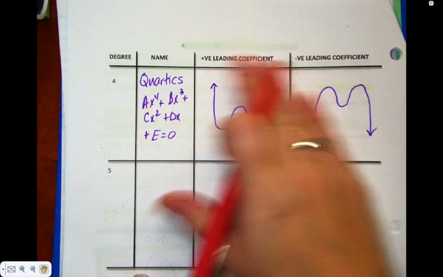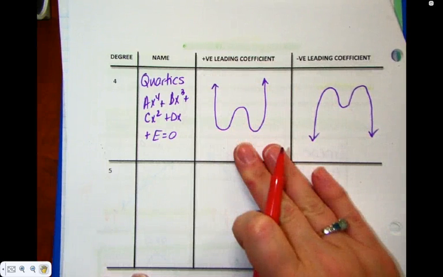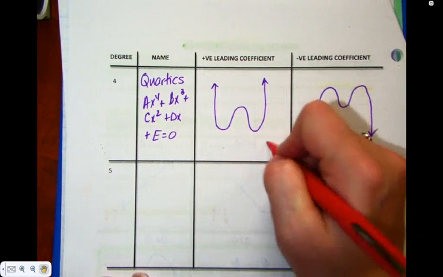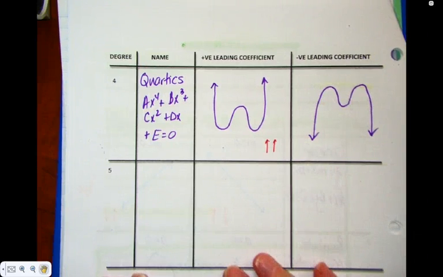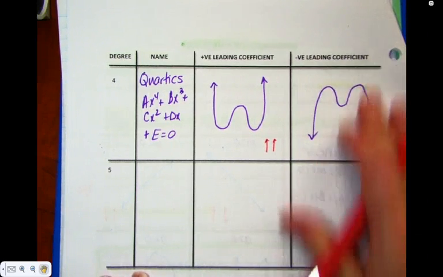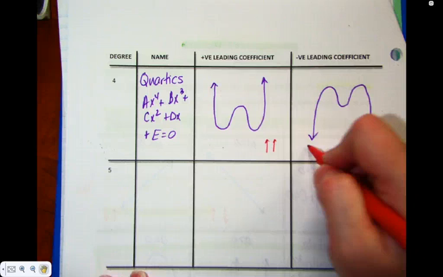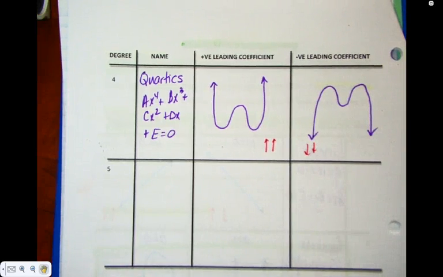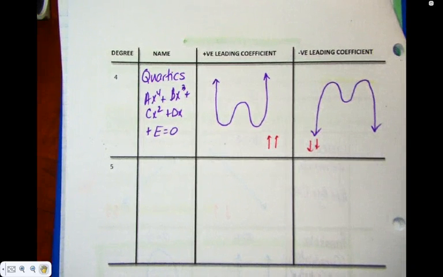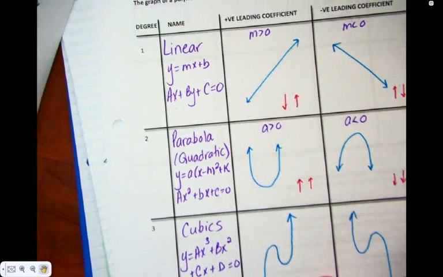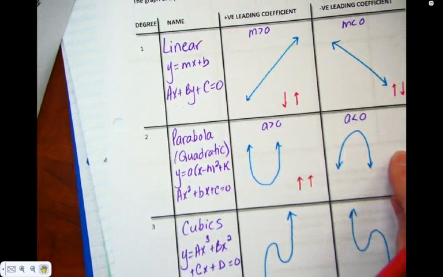End behavior. What's happening when it's positive? What's the left doing? What's the right doing? Up, up. What's happening when the leading coefficient is negative? Okay, well, that didn't follow our cubic. Let's just flip back. Where have we seen that before? Up, up, down. Oh, the second one. So the first and the third are the same, and the second and the fourth are the same.